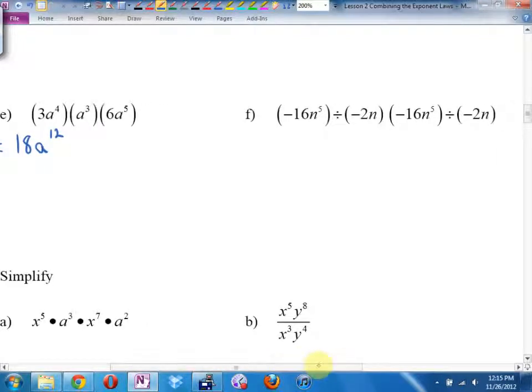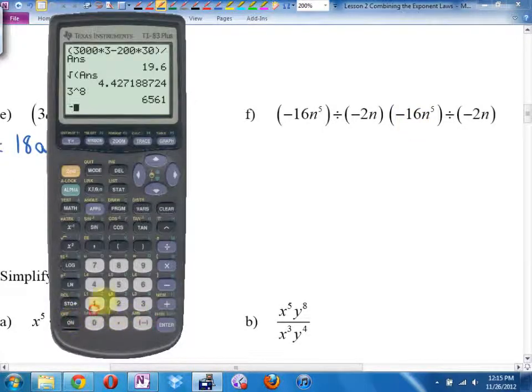F. Is there a power to a power? No. Okay, what's the BEDMAS here? If you're multiplying and dividing, the rule is you multiply and divide in the order as written from left to right. So it's going to be, are you ready? Negative 16 divided by negative 2. Positive 8, remember that. Times negative 16. Divided by negative 2.